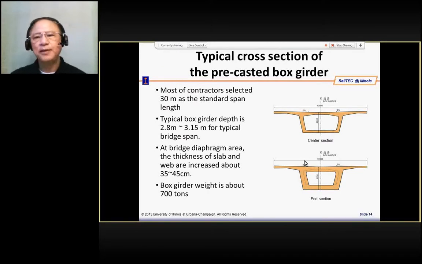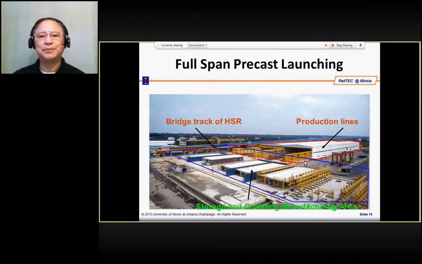Okay, now let me bring you through how this is being constructed. This is a casting yard of the girder. Usually you work at factories here with all the formwork inside, and you cast your girder inside. I will show you how to cast it, and the formwork which is used.